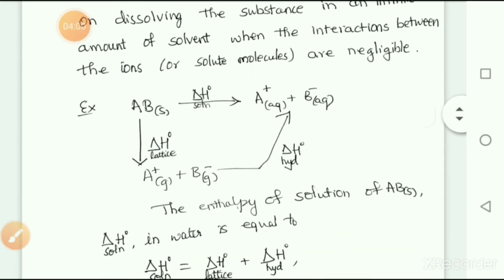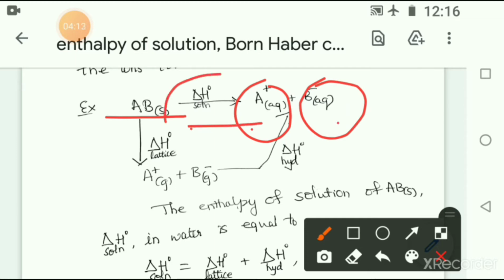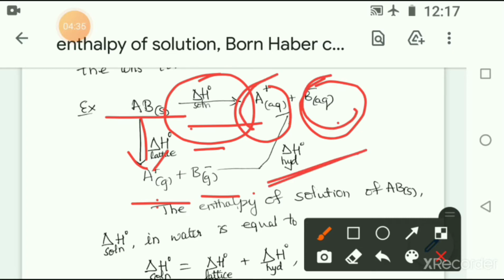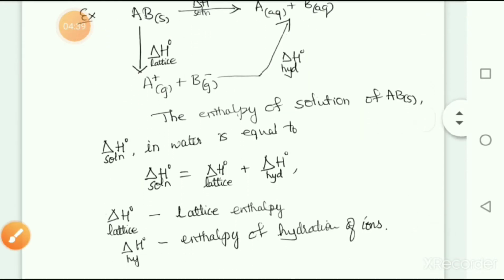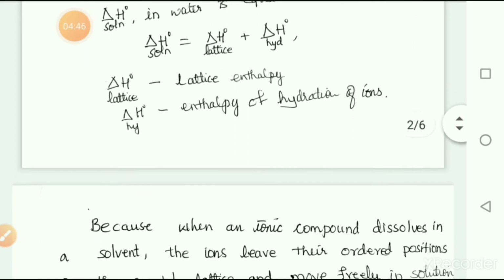Say instead of sodium chloride, we take AB as a solid and dissolve it in water, then we get the hydration of the ions, A plus and B minus. The energy changes observed are called the enthalpy of solution. In reality, the structure breaks and we get the ions in the gaseous state. Whatever energy change is observed is called lattice enthalpy. These ions are surrounded by water molecules to get hydrated ions. This is called hydration enthalpy. Thus we say that enthalpy of solution is equal to lattice enthalpy plus hydration enthalpy.